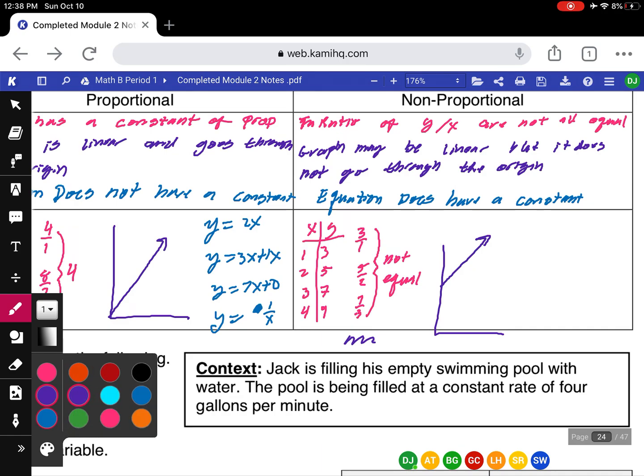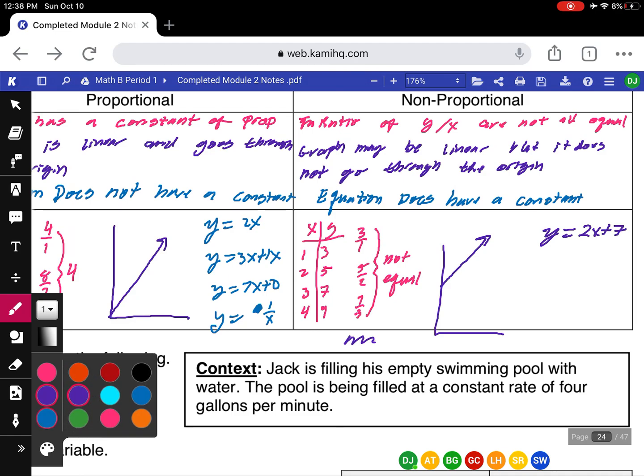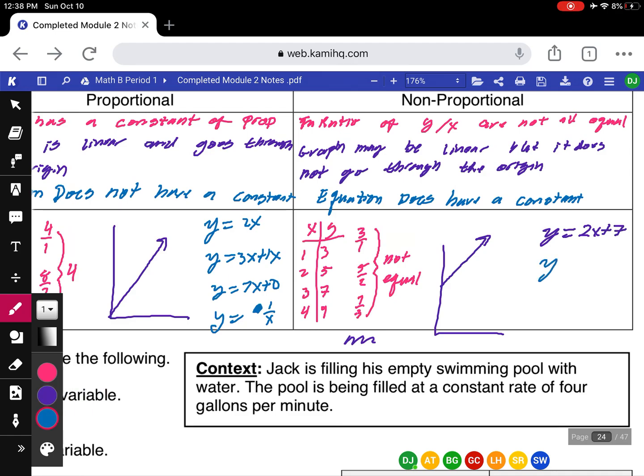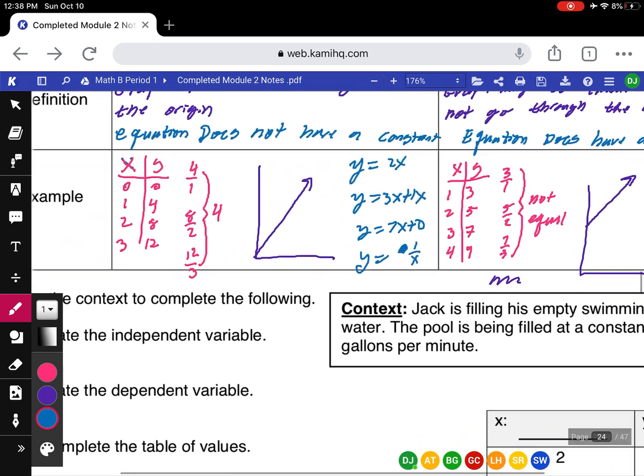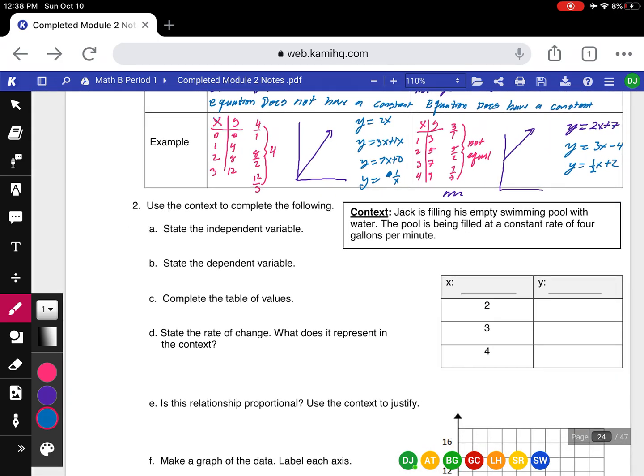And then the next one, the equation would look like something like y equals 2x plus 7, or it might look like y equals 3x minus 4, or y equals 1/2 x plus 2. This plus 7, minus 4, plus 2 is what makes it non-proportional. So now we're going to look at some word problems here, and we're going to fill out the table and graph and state all of the stuff.